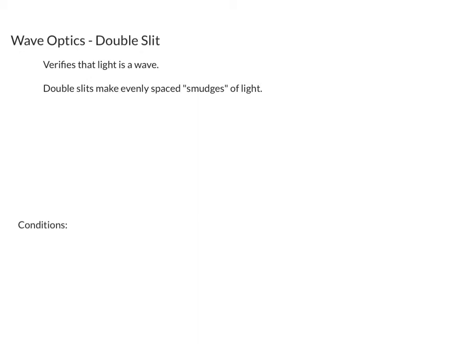The double slit, the subtle differences in the distance from one slit to the screen compared to the other slit to the screen, those subtle differences end up with regions of constructive interference and regions of destructive interference.